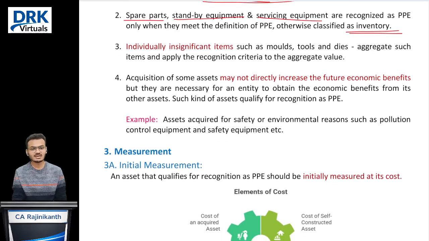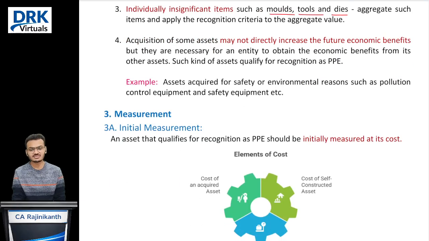And small items like tools, dies, molds are individually insignificant. In that case, the standard says that instead of applying the recognition criteria to those individual items, aggregate them and apply the recognition criteria to the aggregated value. That is sufficient. That is what the standard is saying, right?